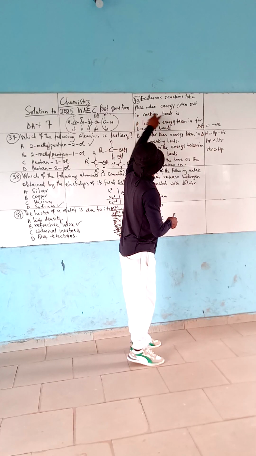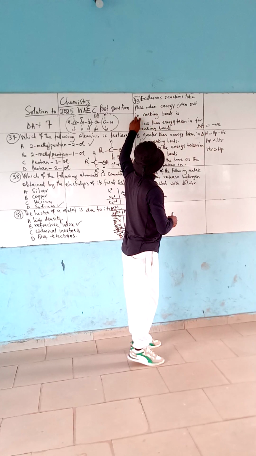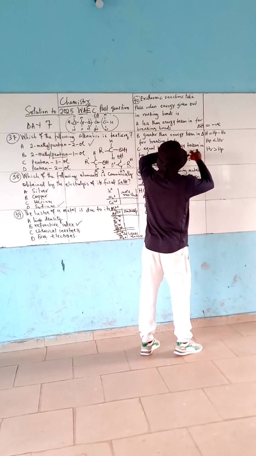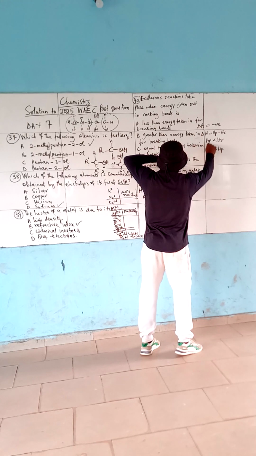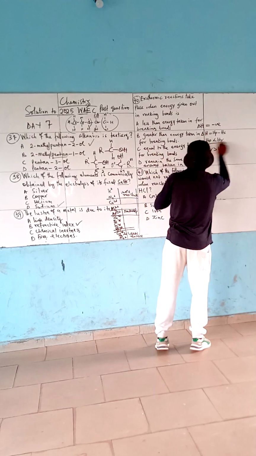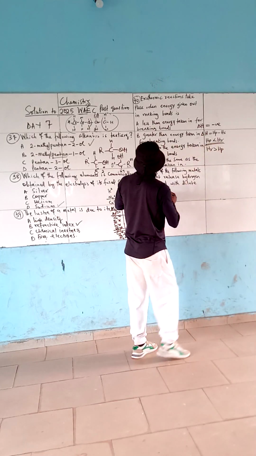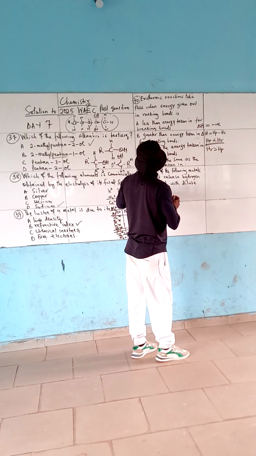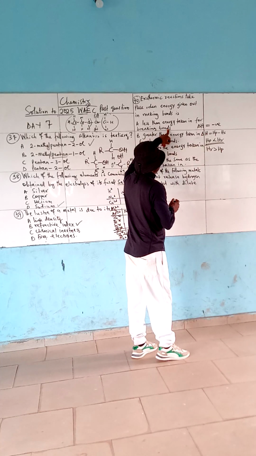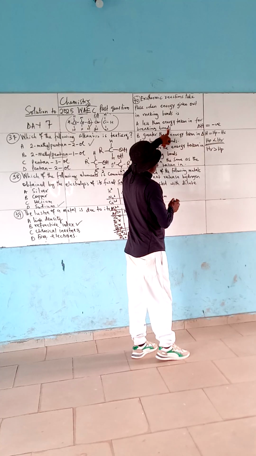exothermic reaction takes place when energy given out in making bonds, that is at the product side, that's energy given out in making bonds, that is heat of the product, is less than the energy taken in for what? Breaking bonds. The energy taken in for breaking bonds.